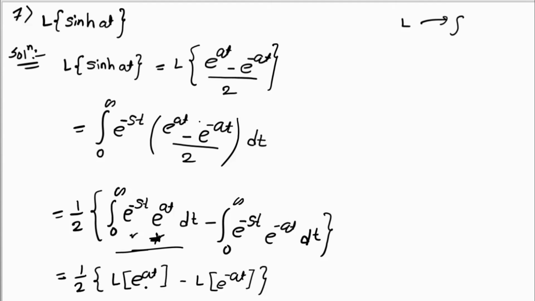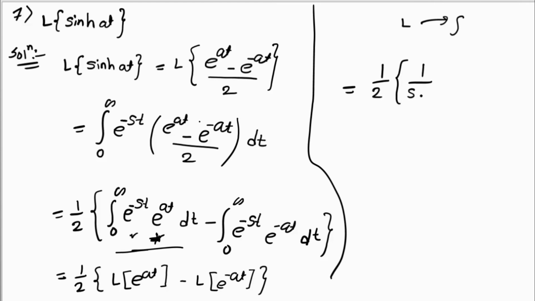And the Laplace of both terms we have already solved in the first and second formulas, so we can directly use the formulas of e raised to the power at and minus at. So here 1 upon 2, first term is 1 upon s minus a, minus second is s plus a. If the power of a is positive, then you have to write minus, and if it is minus, then you have to write plus a.